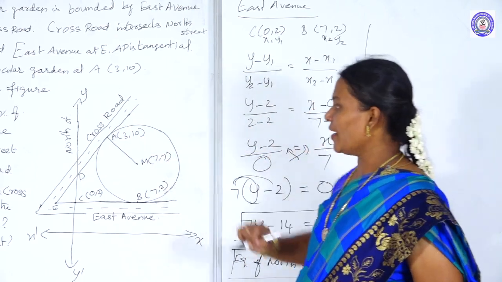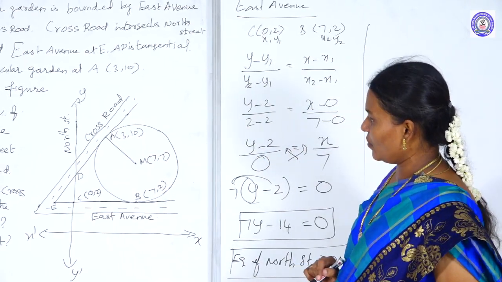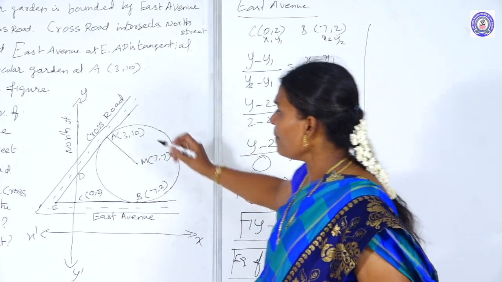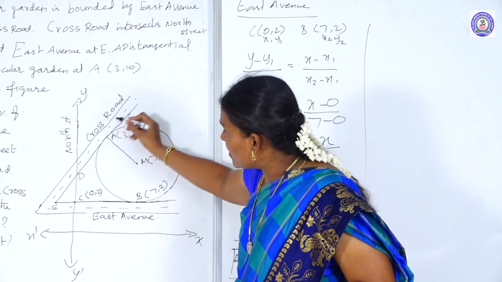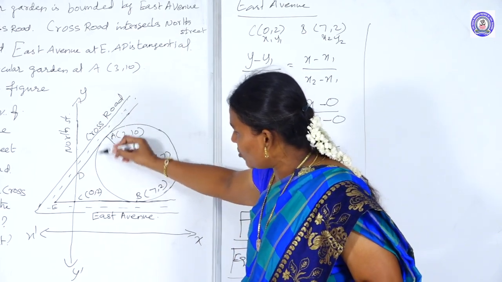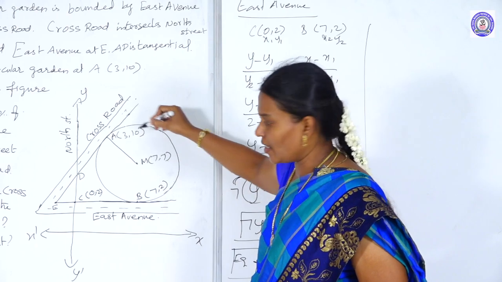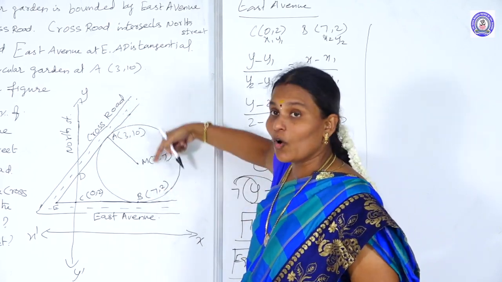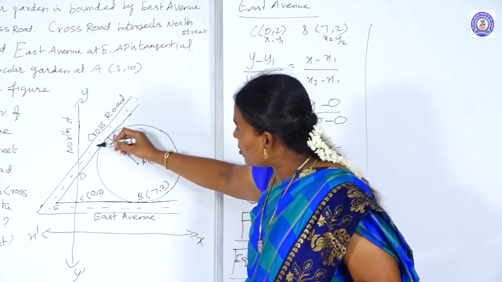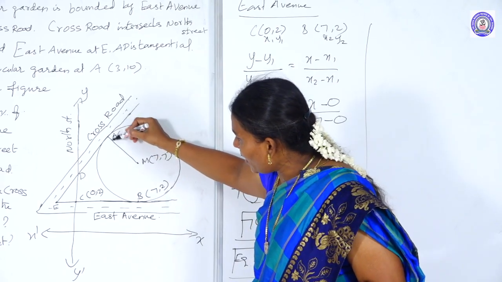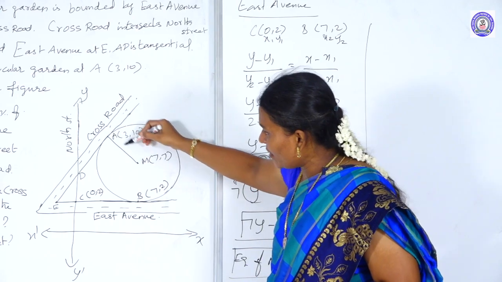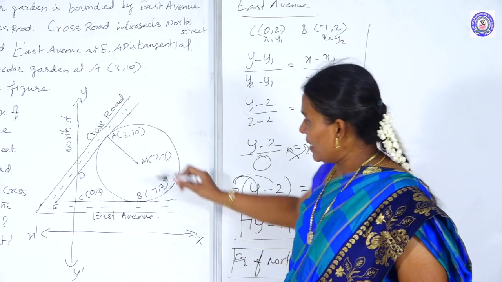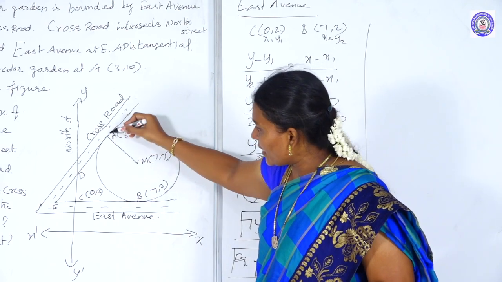Okay. See, how do you find out the equation of the crossroad? Is there any clue? Yes. See, here this is tangent, isn't it? Tangent to this circle, the circular garden. This crossroad is tangent to the circular garden. Okay, the tangent is always perpendicular to the radius. Here, which is the radius? M is the center. AM is the radius.